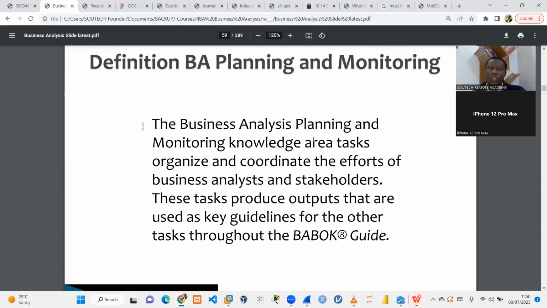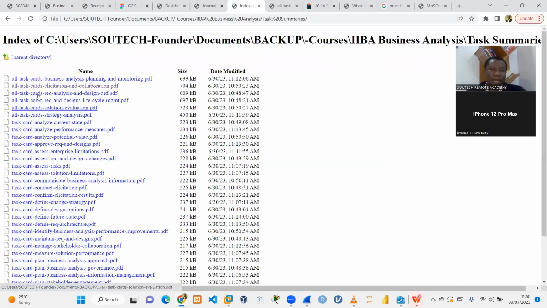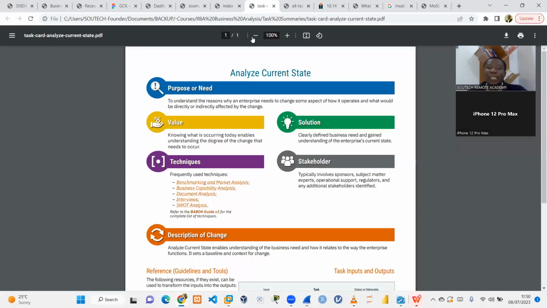So you see, we're always talking about tasks. So there are quite a lot of tasks. And these are some of them, right? So you have business analysis planning and monitoring, you have elicitation, you have requirement analysis and design, you have requirement and design lifecycle management, you have solution evaluation, you have strategy analysis, analyze current state. Let's say you want to analyze current state, which is a task, something that a business analyst should be able to do. So how do you analyze current state? What are the techniques you use in doing that?